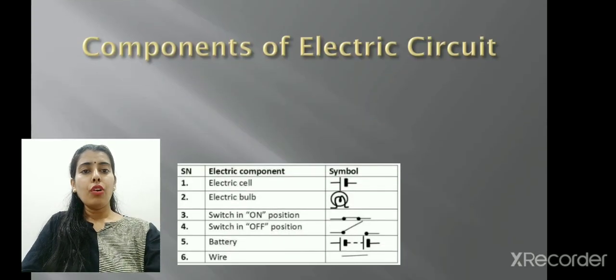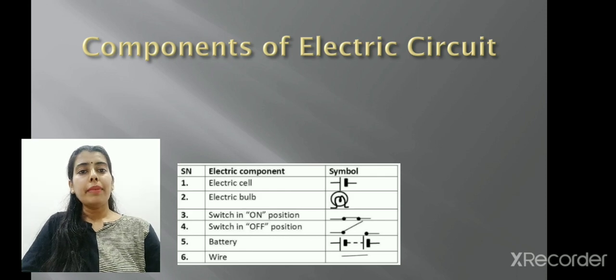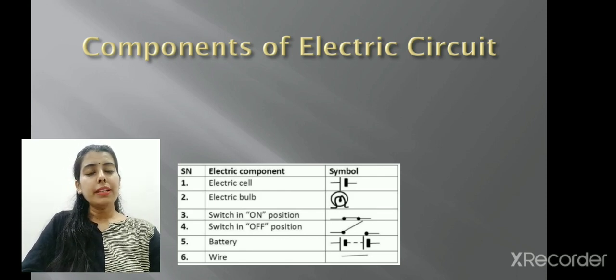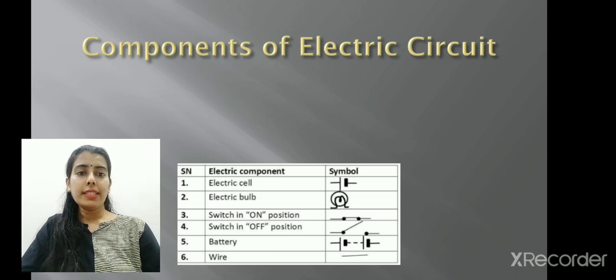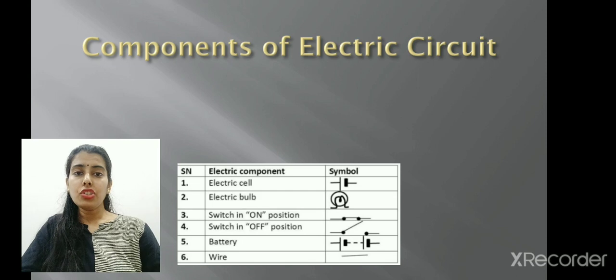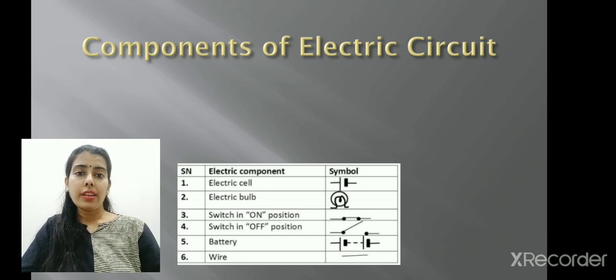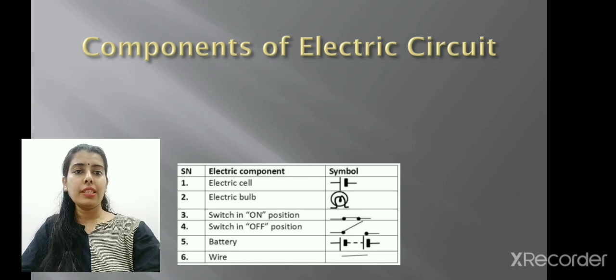Now if I want to draw an electric circuit diagram, I will not be drawing again and again the picture of a bulb or a picture of a switch. Instead, scientists have developed electric symbols to represent these components. As you can see in the slide, there are symbols for electric cell, for battery, for electric bulb, for the switch in the on position, for switch in the off position. The conducting wires can be shown with the help of straight lines.